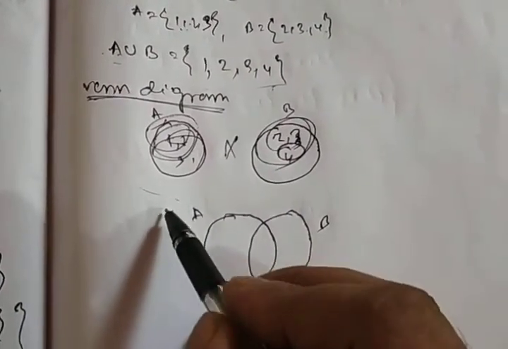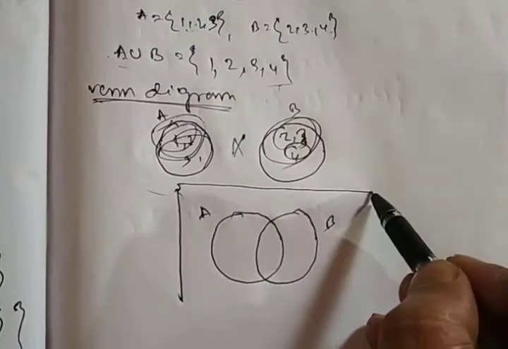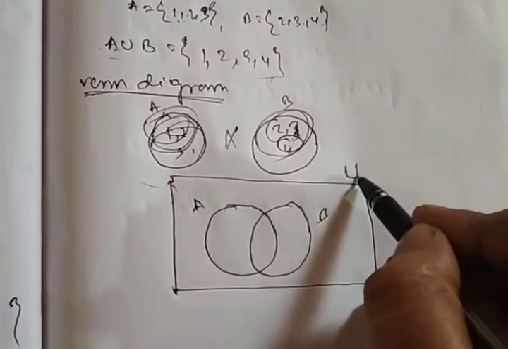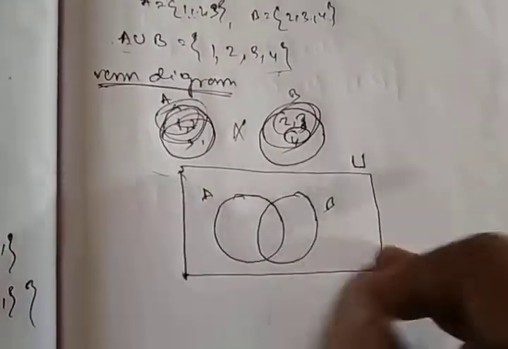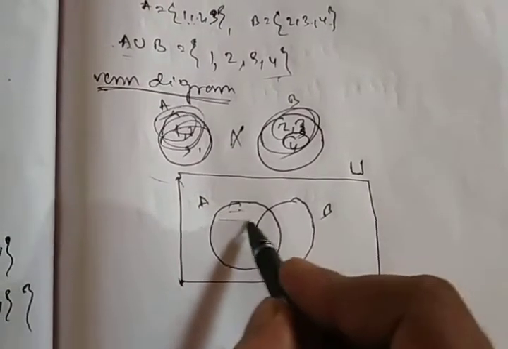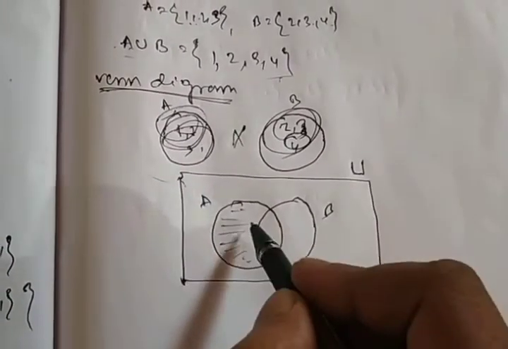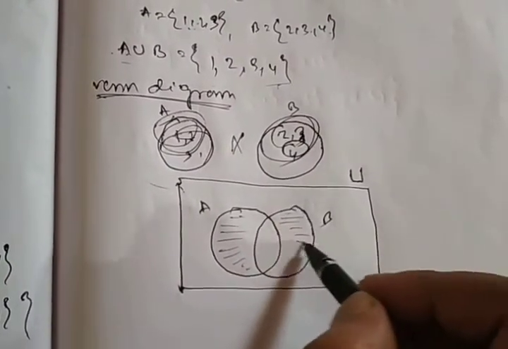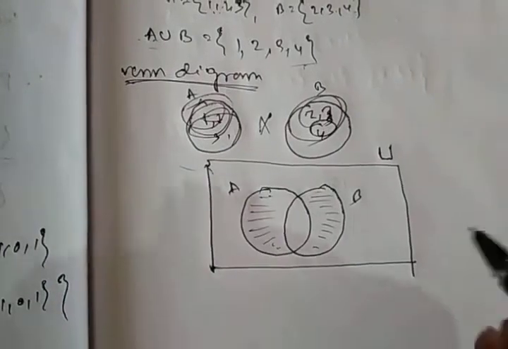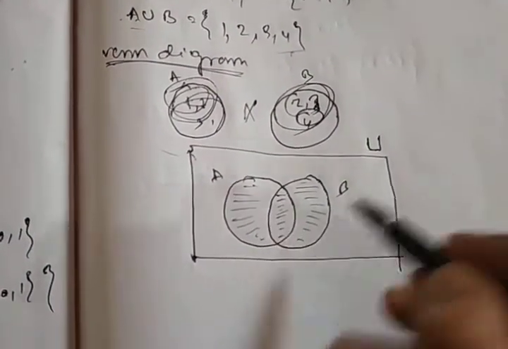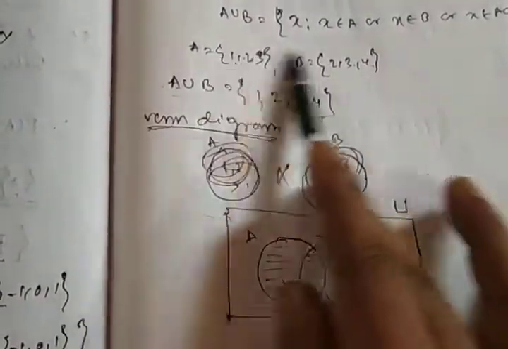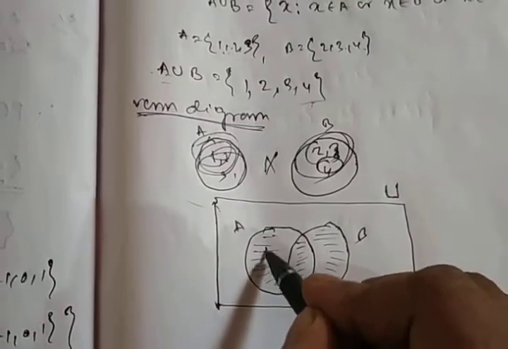Here we have to consider the universal set of A and B. We don't know the universal set for A and B, so we take the set U as the universal set of A and B. Now this portion represents the elements of A which do not belong to B. This portion represents the elements of B which do not belong to A. And this portion represents the elements of both A and B. For this example, here we will take only 1.